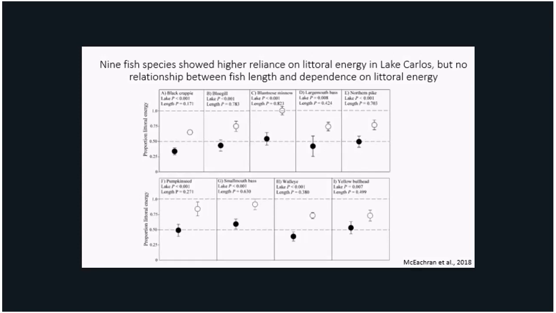But almost every single one of our fish examined showed that in Lake Carlos, with the open circles where the zebra mussels were present, they're eating more in the littoral zone and relying more on littoral energy. And this is true of several different guilds of fish, including planktivores such as the blunt-nosed minnow, but also piscivores such as the walleye, largemouth bass, northern pike, etc.